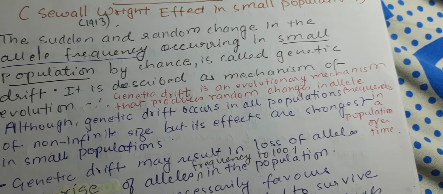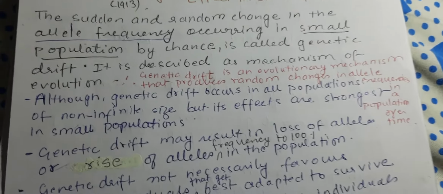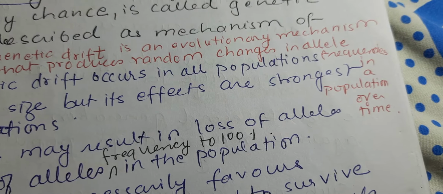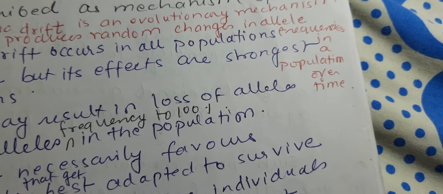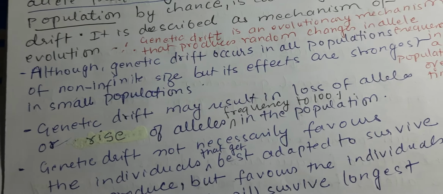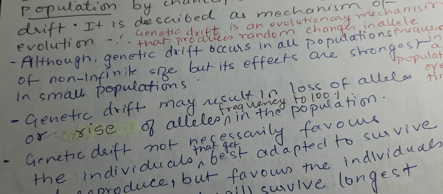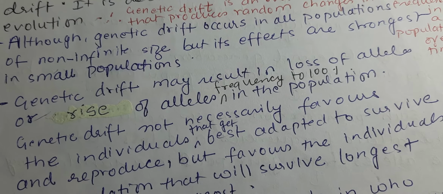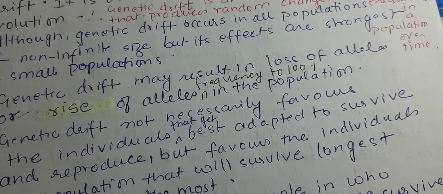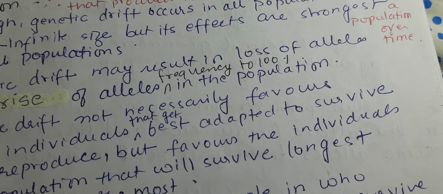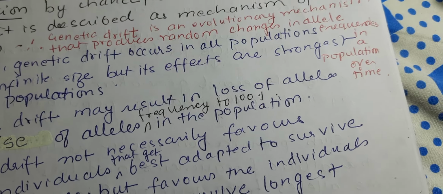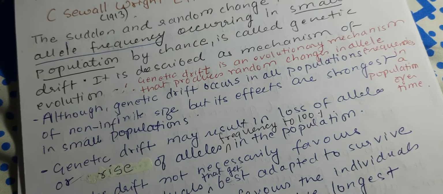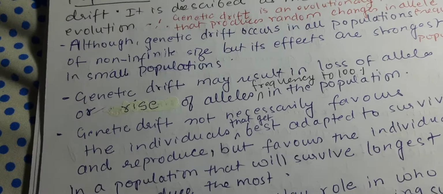That means all of a sudden. It is described as a mechanism of evolution. Genetic drift is the evolutionary mechanism that produces random changes in the allele frequency in a population over time. Now, although genetic drift occurs in populations of any size, its effects are strongest in small populations. Genetic drift may result in the loss of an allele or the rise of allele frequency to 100% in some populations. So, when genetic drift occurs, there may be loss of an allele, or there may be a rise of an existing allele to 100%.